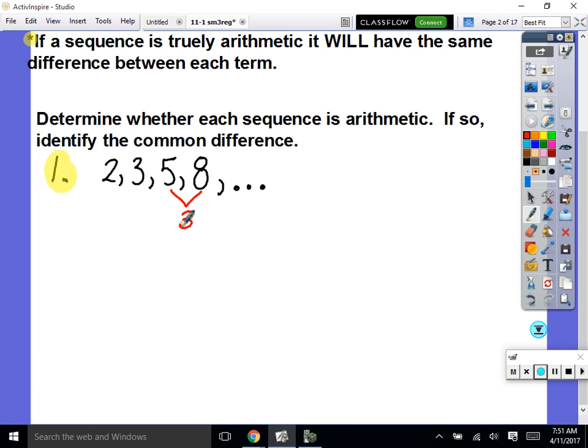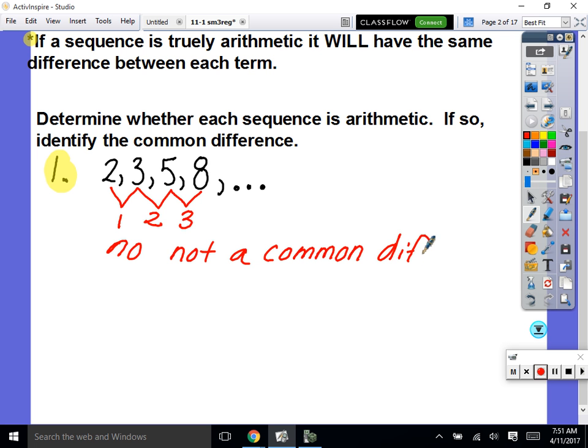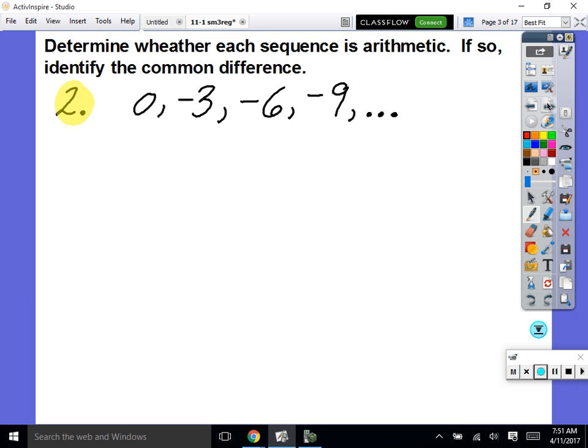We're going to look at common differences. So then 3 minus 5 is 2. 2 minus 3 is 1. So we added 1, then we added 2, then we added 3. This is a pattern, but it is not the same every time. So it's not arithmetic. Does that make sense, everybody? This is still considered a sequence of numbers, but it's not an arithmetic. So we would say no. Why not? Because there's not a common difference. Difference means subtraction. So not a common difference. And you don't need to write that. I'm just writing that to make sure we're good. All good with that one? Pretty easy to determine if it's arithmetic or not.